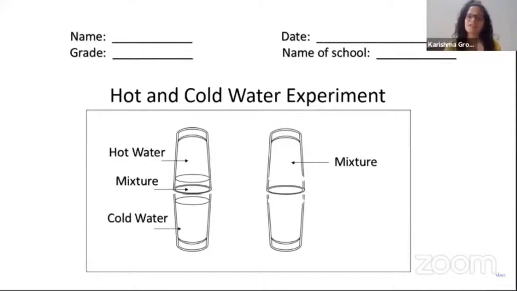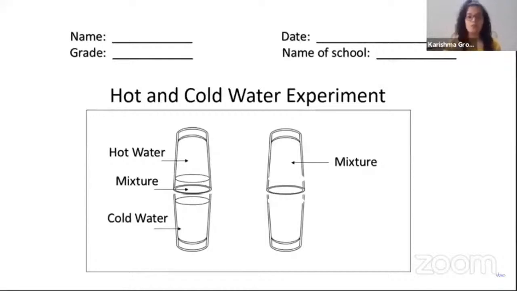So did you all understand the experiment? Yes? Okay. Why did the colors not mix the first time, when we put cold water at the bottom and hot water up? Because cold water is heavier, so it's going to sink down, and the hot water is lighter, so it's going to float up. And we are just going to have a little colored mixture in the middle.